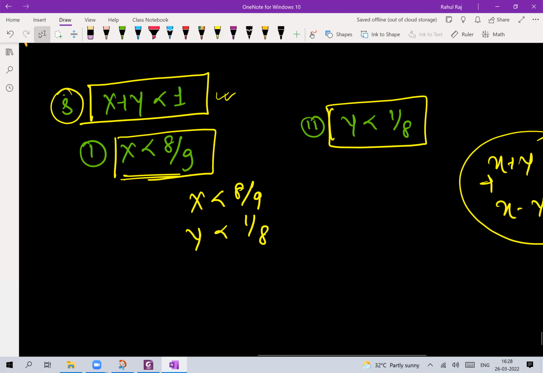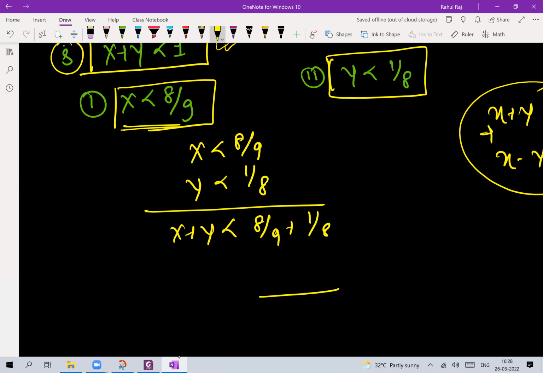Here we are given two inequalities. X is less than 8 by 9, y is less than 1 by 8. How exactly do we combine? We simply try and solve them. Either you subtract or you add. My question is x plus y. I'll get this value only by adding. So if I add this, x plus y would be less than what? 8 by 9 plus 1 by 8.